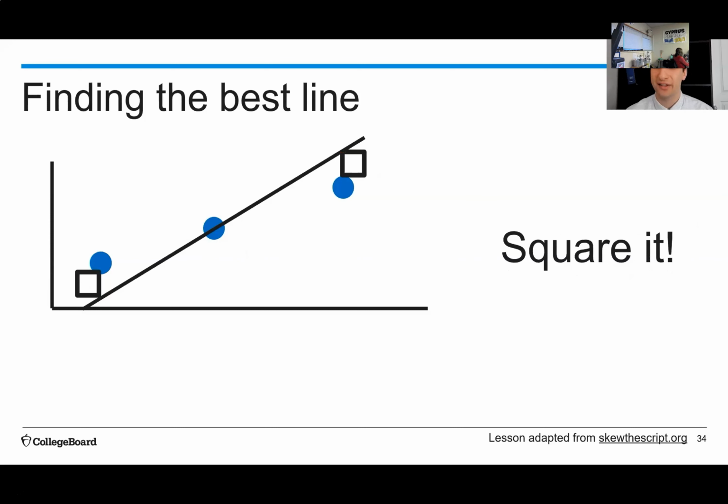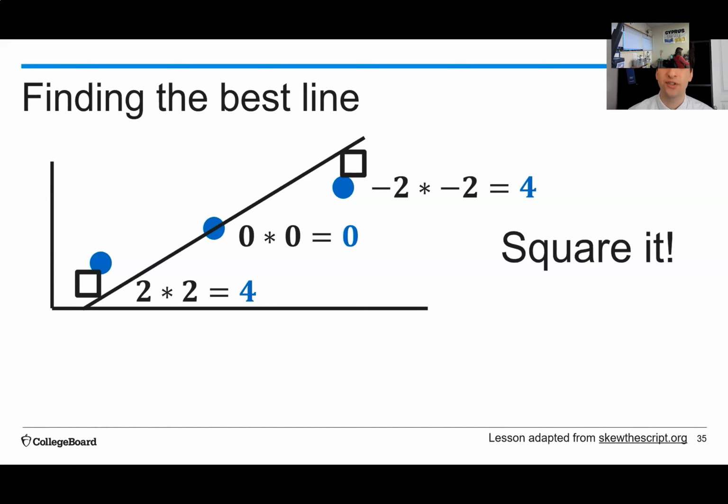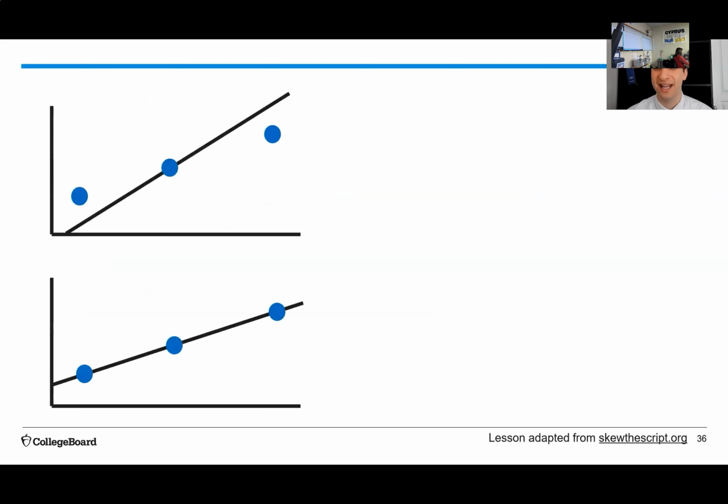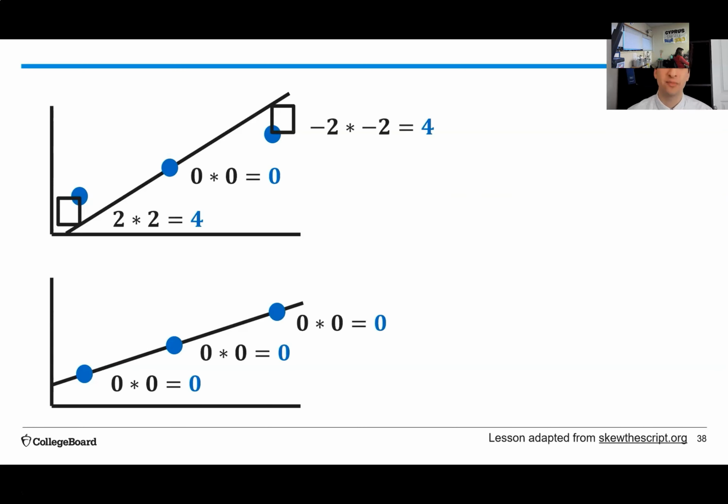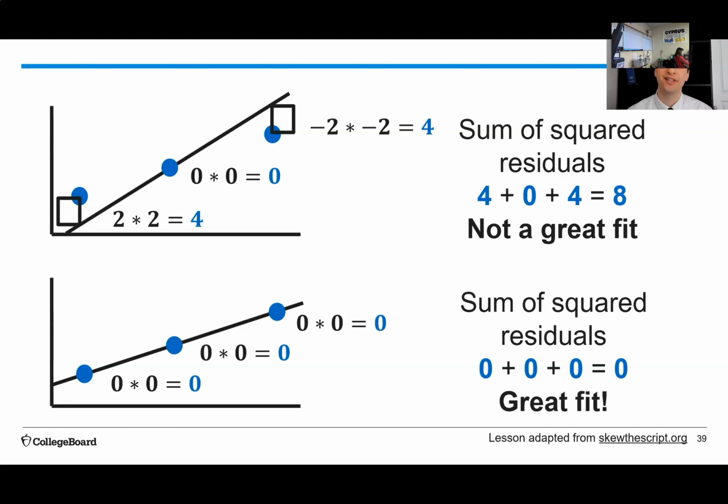Well, we could square these residuals. By squaring, we cancel out that negative. And so when we square the residuals, we get these positive values that we can add together. So when we calculate the residuals squared in both these models for the same data, we see that the sum of squared residuals is much higher for the bad model than for the good model. So we can see that summing the square residuals tends to tell us something about the quality of our models.